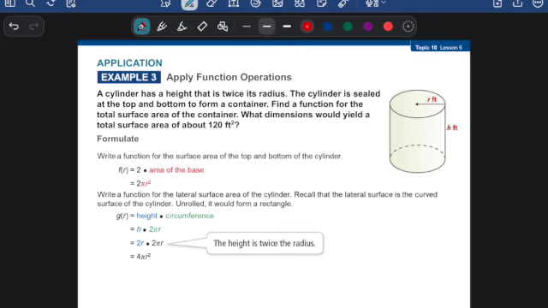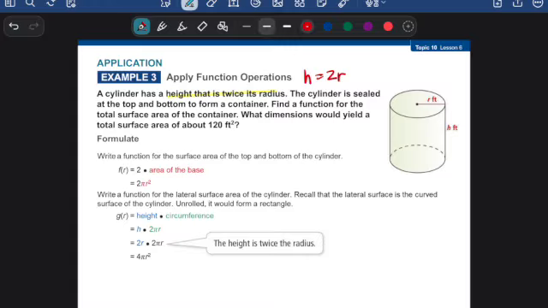Example 3, let's apply function operations to a real-world situation. Here we have a cylinder. It tells us that the height is twice the radius. So I'm going to write that down. I might need to know that for later. So the height is 2 times the radius, or 2r.